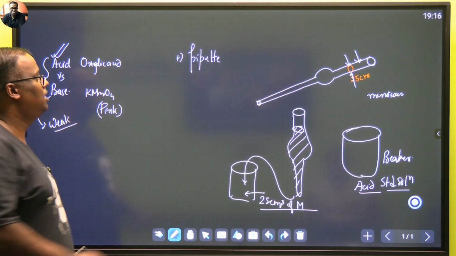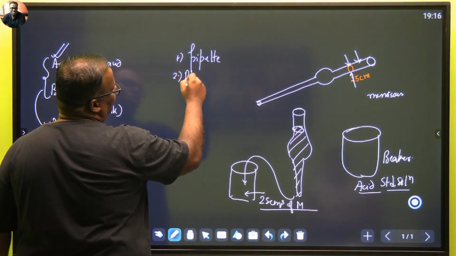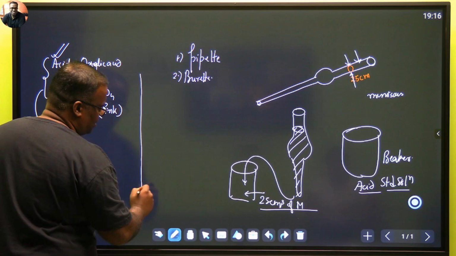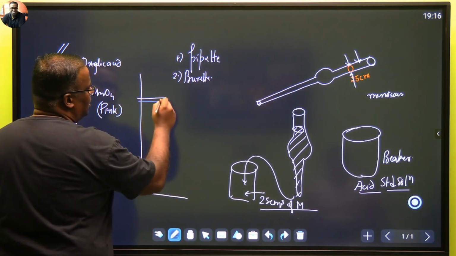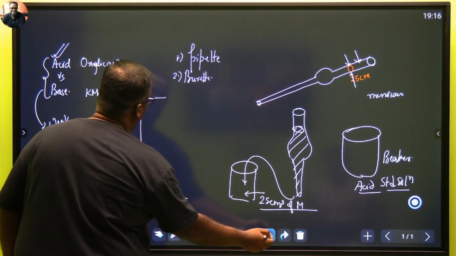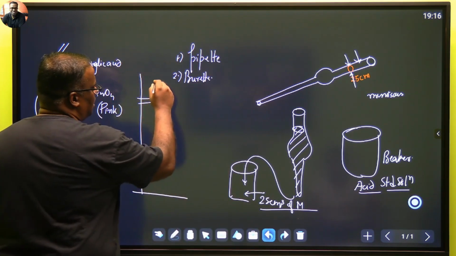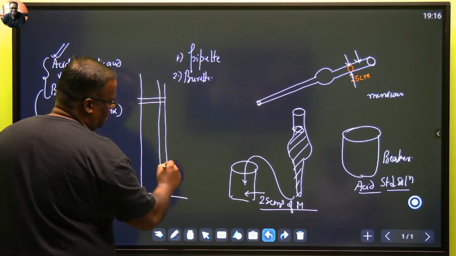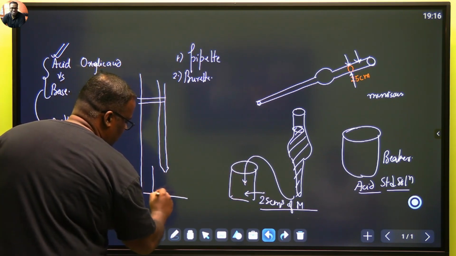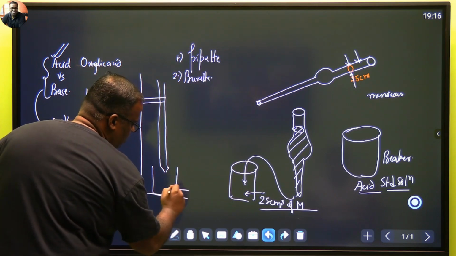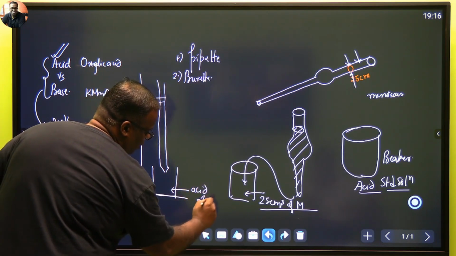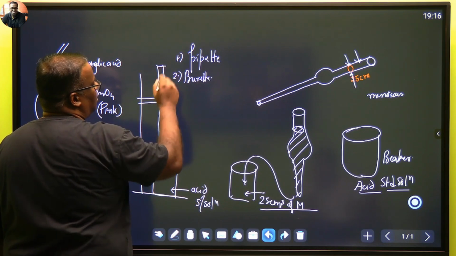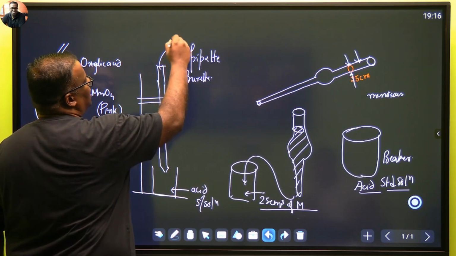Our next job is, the next apparatus that we use is called a burette. So a burette is a device like this. It will have a clamp, and the burette is a glass device like this, and bring the beaker right below it. This is my acid, the standard solution. And in this burette, here I will fill my base.